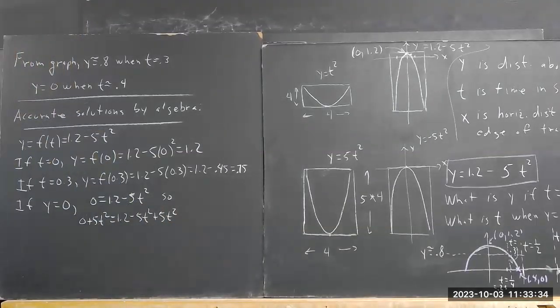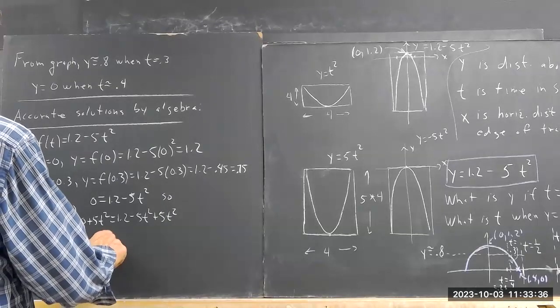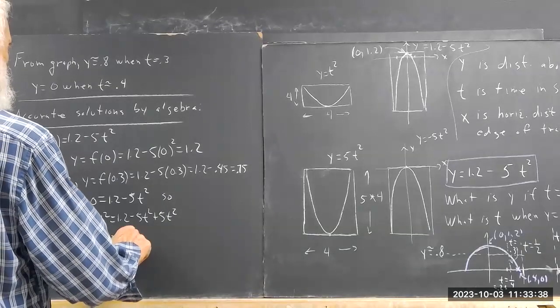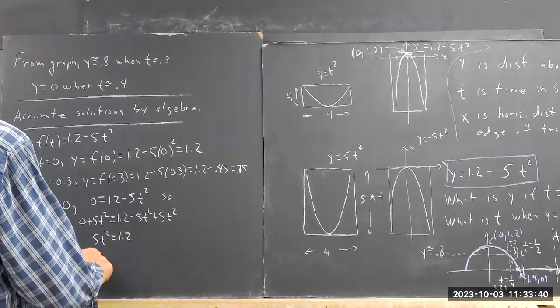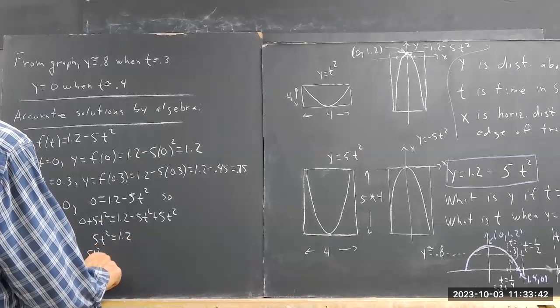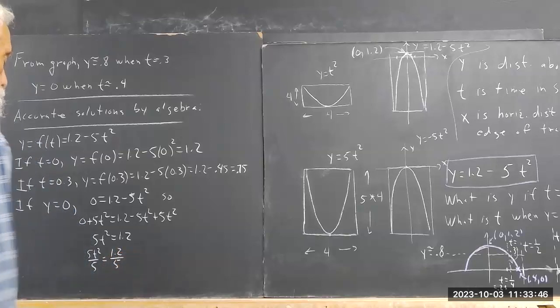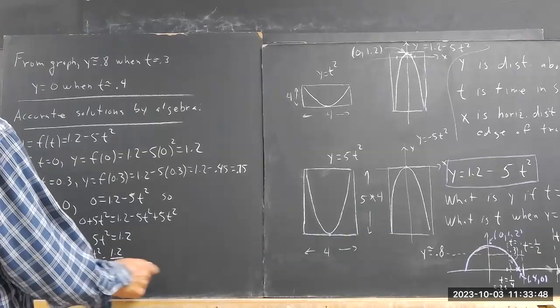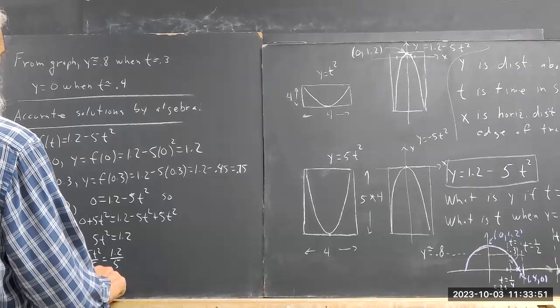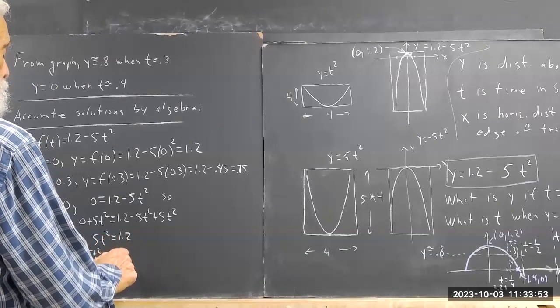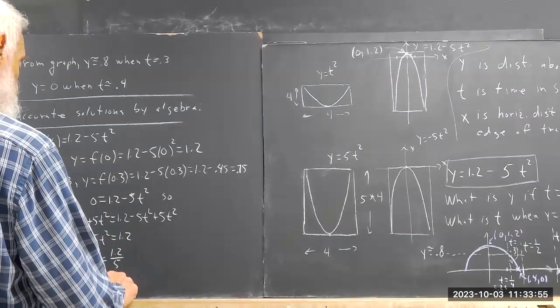Add 5t squared to both sides, you get 5t squared equals 1.2. Divide both sides by 5, and I'm doing all the steps because they can be done quickly, but I'm not going into a lot of explanation. Divide both sides by 5, you get t squared equals 1.2 divided by 5, which is 0.24.